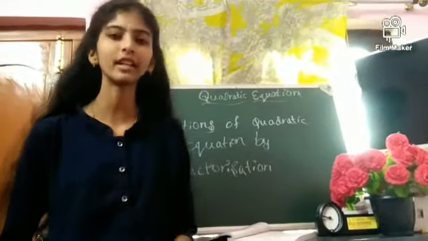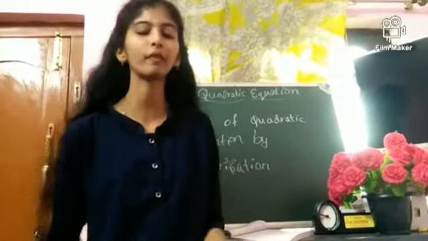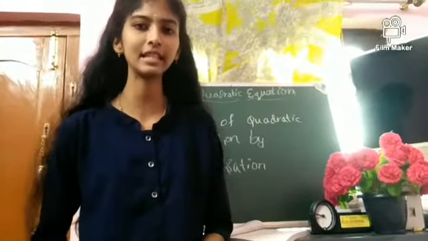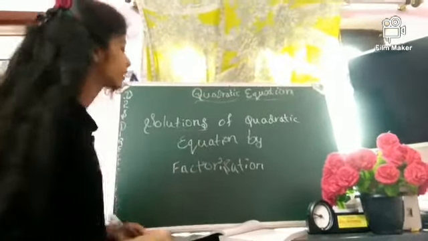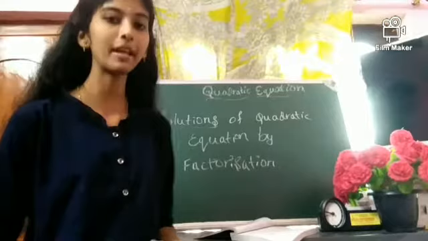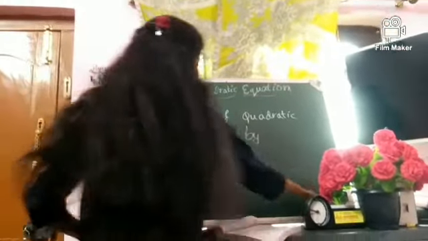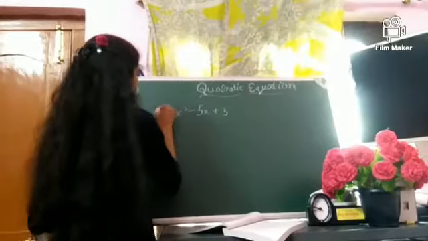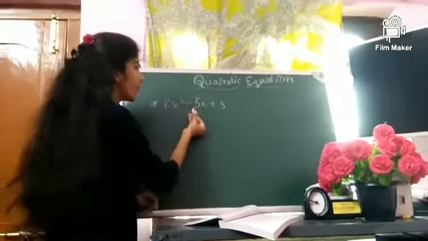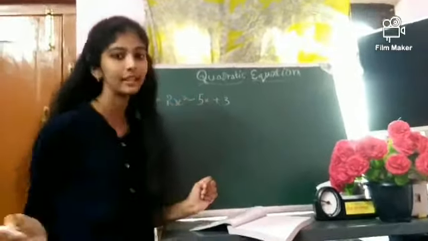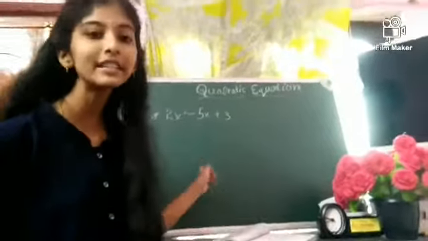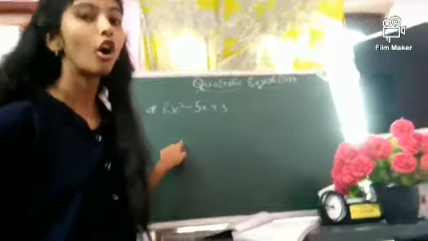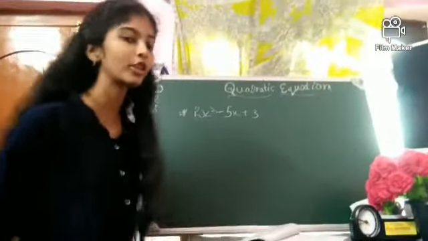So zeros of a quadratic polynomial, or roots of a quadratic equation, are one and the same. Now let us see an example using the factorization method. This is our example: 2x square minus 5x plus 3. We will find the roots or zeros of this quadratic polynomial by using the factorization method.